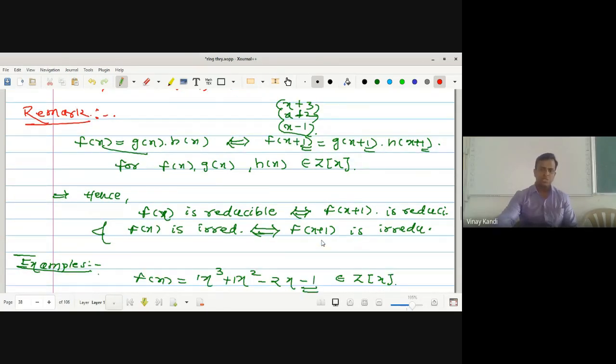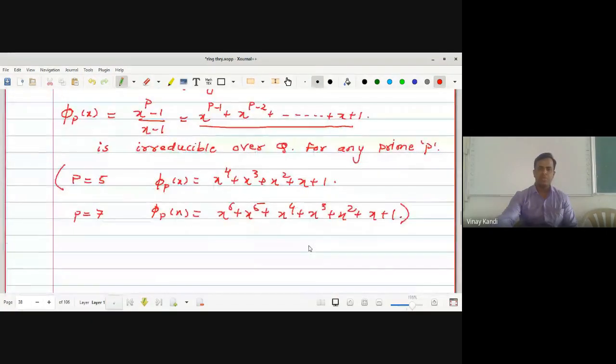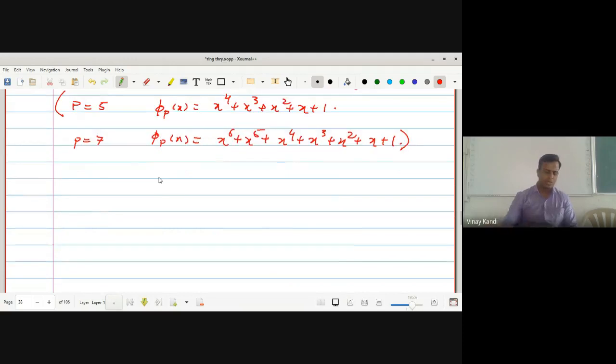Okay, so here what is phi p of x? phi p of x is equal to x raised to p minus 1 plus x raised to p minus 2, up to and so on, x plus 1. Okay, this phi p of x is x raised to p minus 1 upon x minus 1. Okay, now look at the proof.